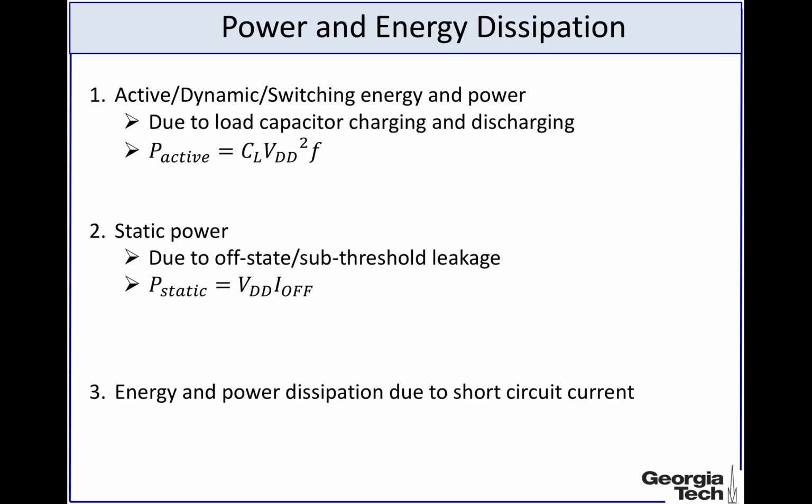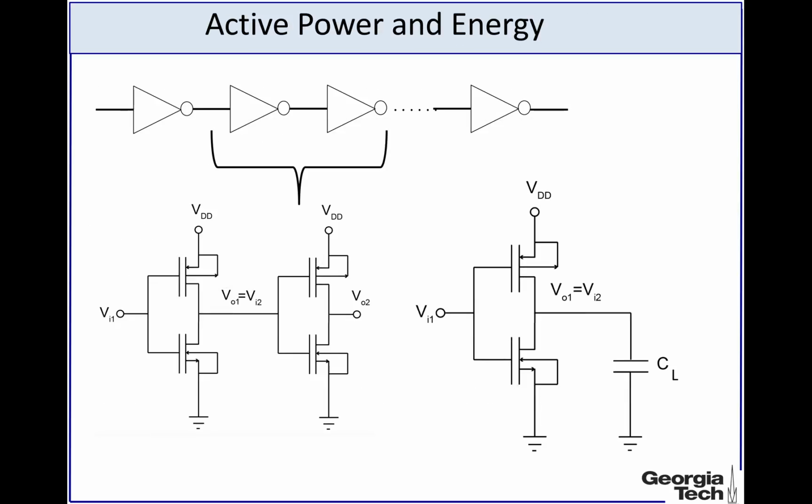The second component is the static power, and this happens because of the off-state leakage or off-state current, or the subthreshold leakage or the subthreshold current in a transistor. We'll also talk about this one. The third component of energy and power is due to the short circuit current in an inverter. In this lecture we will not talk about the third component, only the first and the second. Alright, so let's get started with the first component.